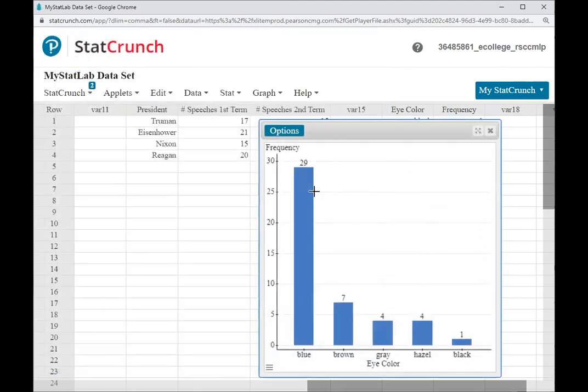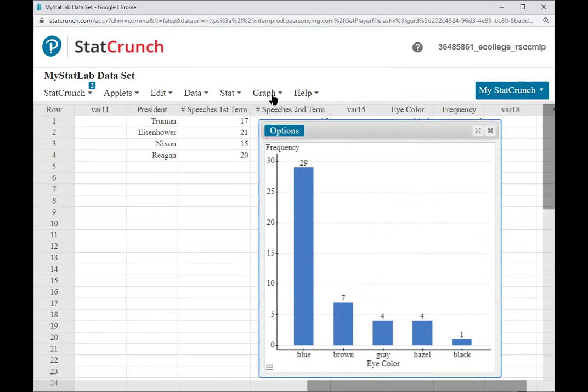And when I compute, notice that significantly more of our presidents have had blue eyes than any of the other colors combined, right? Because this would be 15, 16 if it were just other, and 29 have had blue eyes. All right, so there is a Pareto chart.